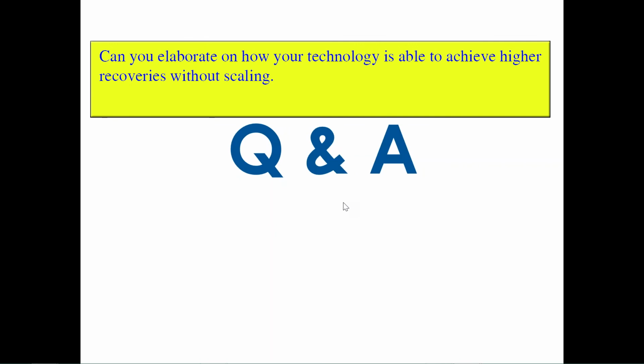Can we elaborate on how our technology is able to achieve higher recovery rates without scaling? And I'll take this as the last question. The slide deck does go through this to some extent, so I'd encourage you to look back over that. But generally speaking, scaling is a 2-step mechanism. Scaling requires that salts be supersaturated, and then there's some time and conditions need to be right for the precipitation to actually occur. That latter portion is called the induction time for precipitation. So again, you need to supersaturate and then allow for the induction time for scaling to actually occur.